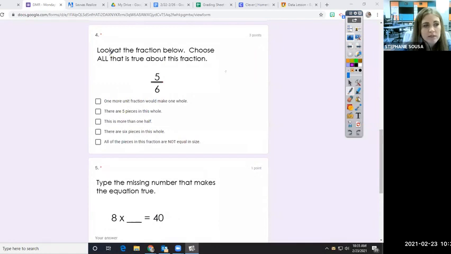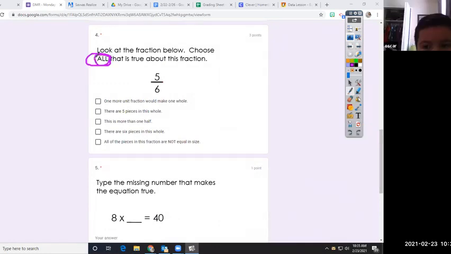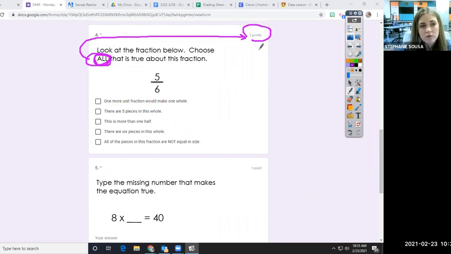This is one of those fun problems that says choose all that is true about this fraction. Remember, I taught you how to be a smart test taker. It tells you that this is worth 3 points. So in this case, all means 3. There will be 3 answers, okay? Look at the fraction below. Choose all that is true about this fraction. This fraction is 5/6.